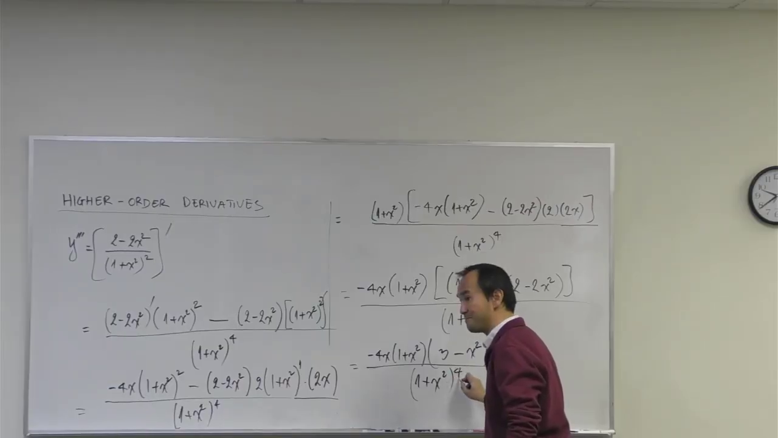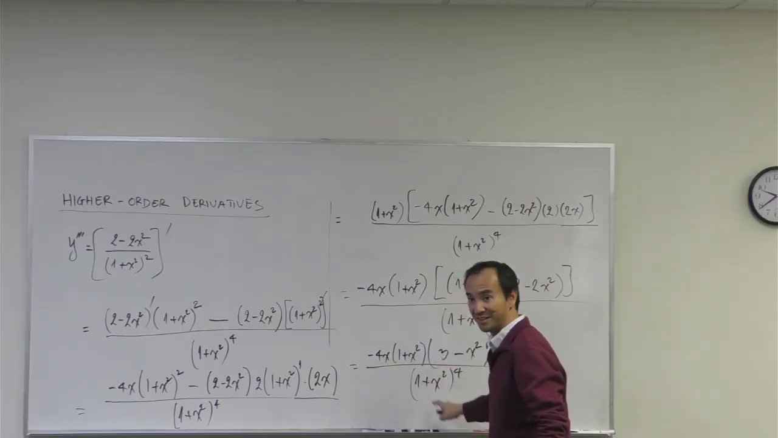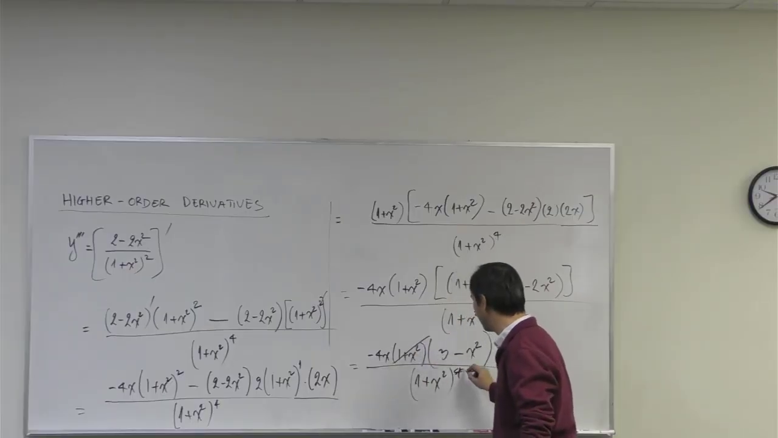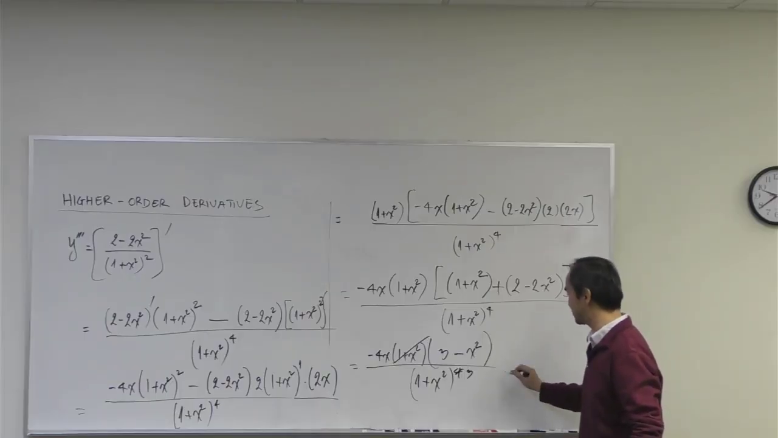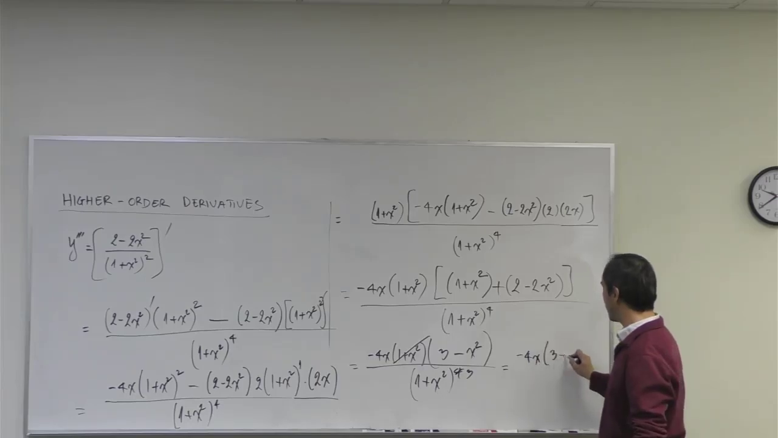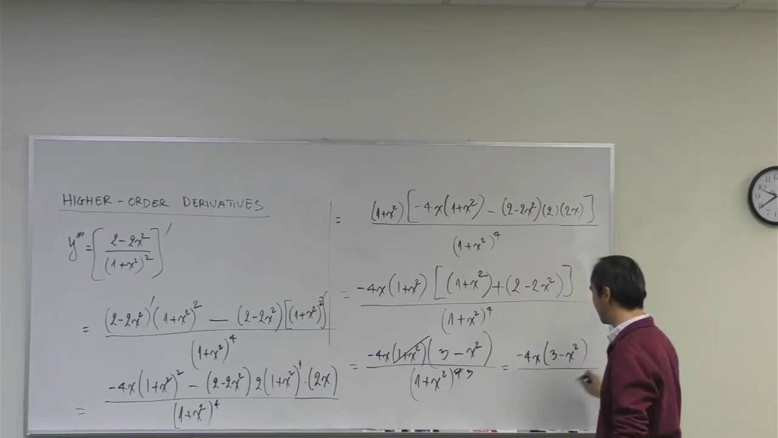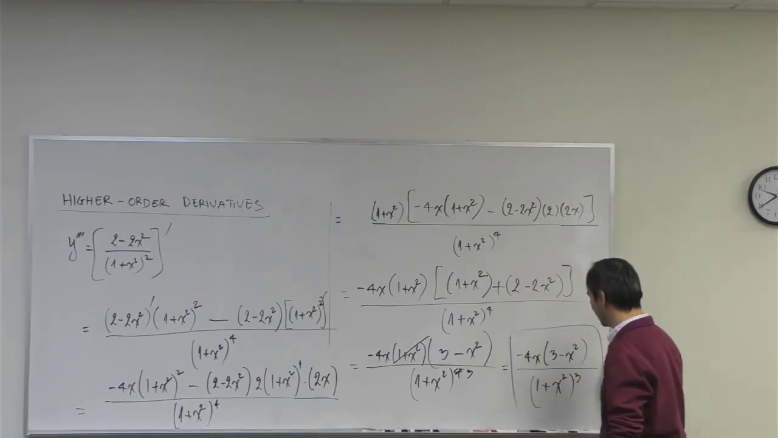We look at that still. But now there's still a common factor in top and bottom here, right? We can also cancel that, making it only a power of 3 left over. So the final expression here comes out shockingly pretty simple: minus 4x, right? 3 minus x squared all over 1 plus x squared all cubed. And I can put that in as the final answer.